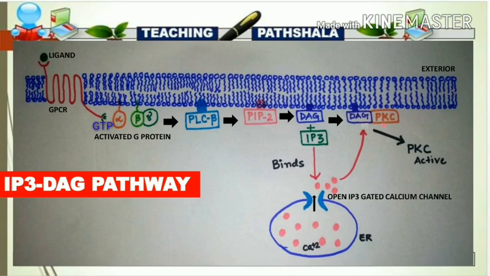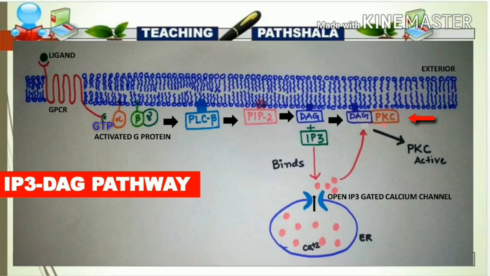After the formation of DAG and IP3 from PIP2, the IP3 is going to migrate or diffuse in the cytosol, whereas DAG will remain in the plasma membrane due to its hydrophobic property. Now this IP3 has a receptor on the endoplasmic reticulum, and after binding to that receptor, the IP3 will lead to the opening of the calcium channel. In this way, the IP3 will stimulate the release of calcium ions from the endoplasmic reticulum, whereas DAG is a physiological activator of protein kinase C.